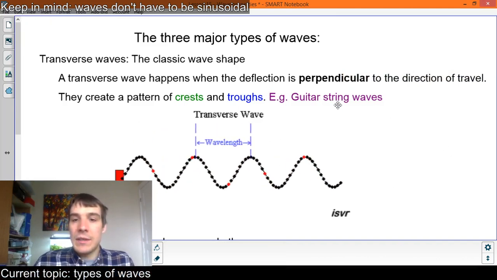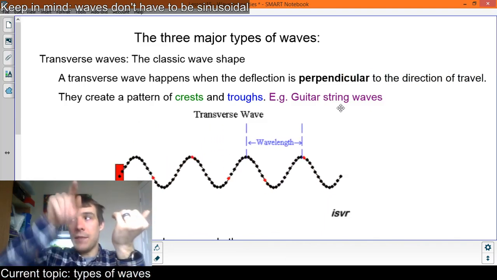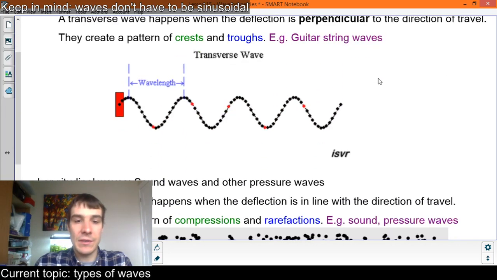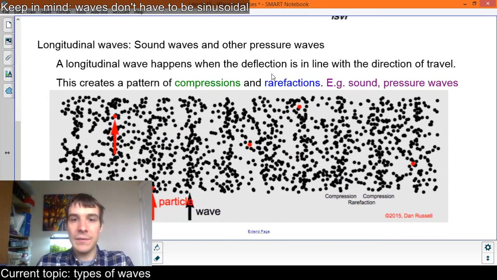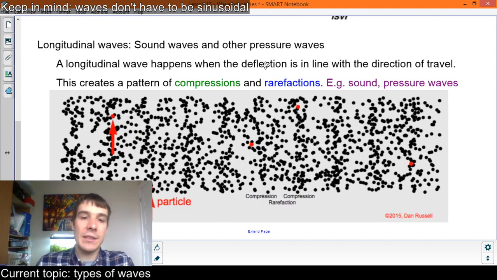Guitar string waves are a good example of this. When you pluck a guitar, you're plucking it away from the equilibrium line, and so it'll vibrate in a transverse direction. Longitudinal waves, as pressure waves, have deflection in line with the direction of travel, and it creates this pattern of what's called compressions and rarefactions.